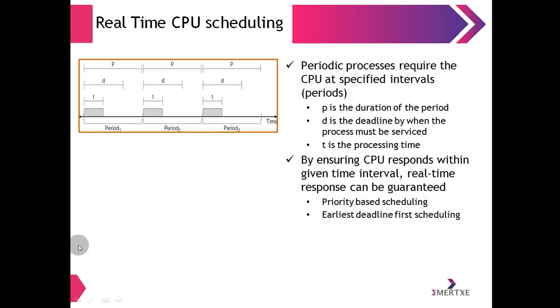So let's go to the next slide. This is the real-time CPU scheduling, and the periodic process requires the CPU at a specified time. P we have already discussed. The next one is that by ensuring the CPU responds within a given time interval, real-time response can be guaranteed: priority-based scheduling and earliest deadline first scheduling. In priority-based scheduling, scheduling occurs according to the priority, and then there is earliest deadline first scheduling.